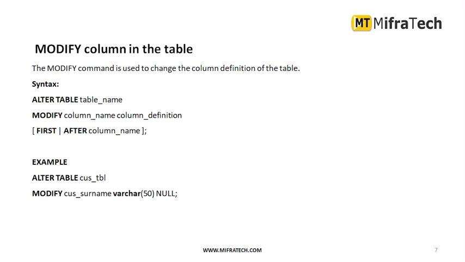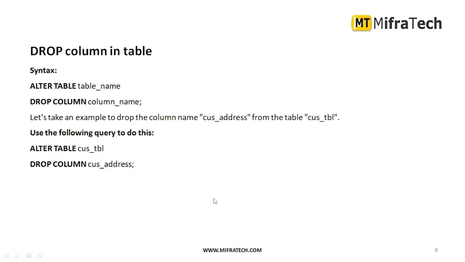Then modify column in the table: alter table name, modify column. We can alter table customer table, modify customer surname varchar 52 null. If we have defined only a character, we can modify it with varchar. Here you can see an example and a syntax.